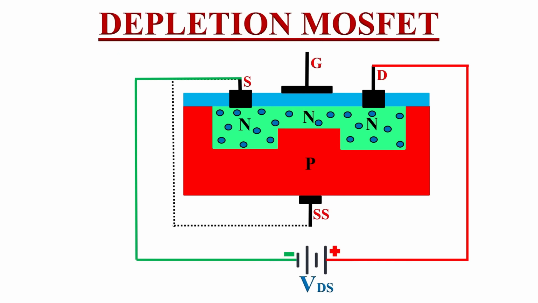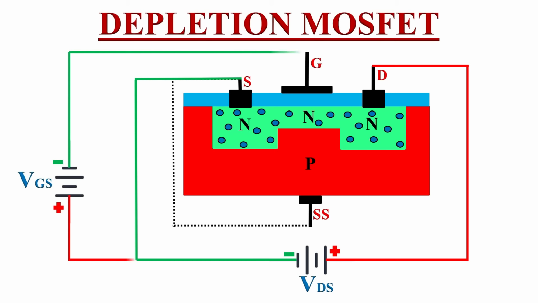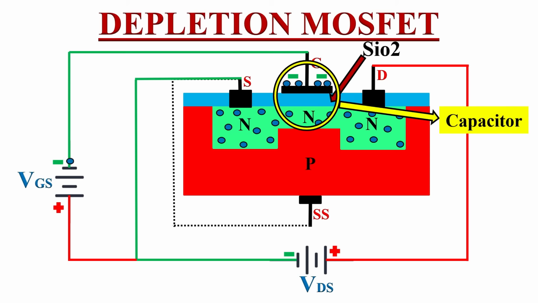Now let's see what happens when we connect a negative voltage VGS between gate and source terminals. Because of the insulated SiO2 layer between the gate and the N-channel, the electrons will not be able to pass through it. So negative charge will develop at the gate terminal. If we observe this portion, the gate and N-channel will behave like a capacitor because there is a dielectric material between conductor and semiconductor. Hence it behaves like a capacitor.